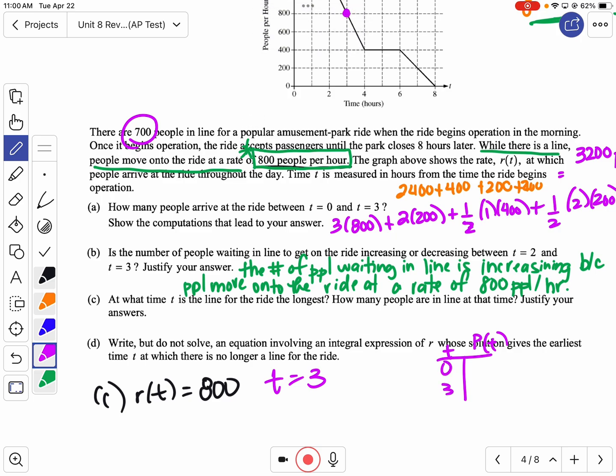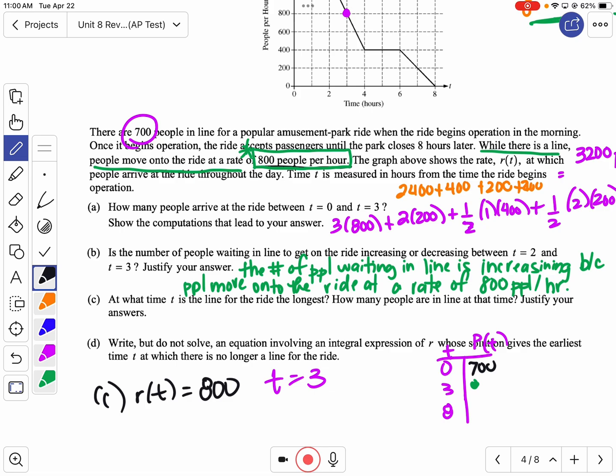I got 0, I've got 3, and then I've got 8 hours later. Okay. We know they're moving on to that ride following my function, what I've got up there. And then they're coming off at that 800 for every hour, all right? So that's what Gareth was talking about a while ago. So at 3, we'll figure that one out in just a second. But at 0, I'm just going to have the 700.